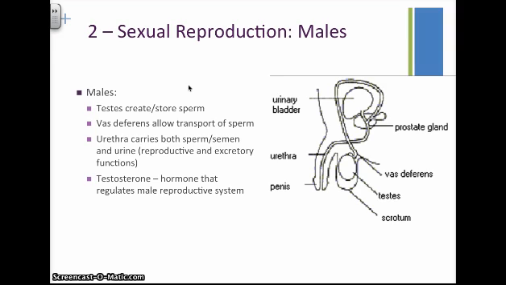In males, some of the structures that you should know are the testes, which create or store sperm, the vas deferens, which allows the transport of sperm, the urethra, which carries the sperm or semen and also urine, making it have both reproductive and excretory functions. Also, you should know about males that testosterone is the sex hormone that regulates the male reproductive system.